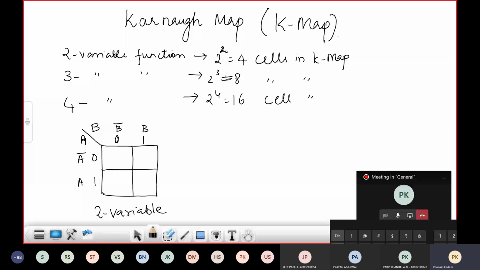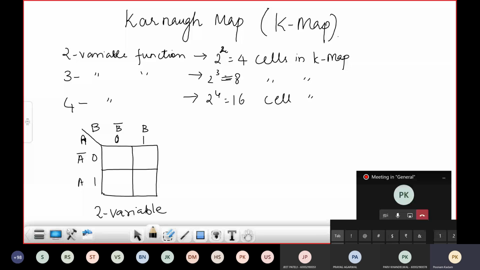And how do you form a min term? While forming the min term, wherever there is 0, we represent it with the complement of that variable. Wherever there is 1, we represent it by the variable in its true form, right? So you can label with the variables B bar, B, A bar, A, or you can label the rows and columns like 0, 1 and 0, 1.